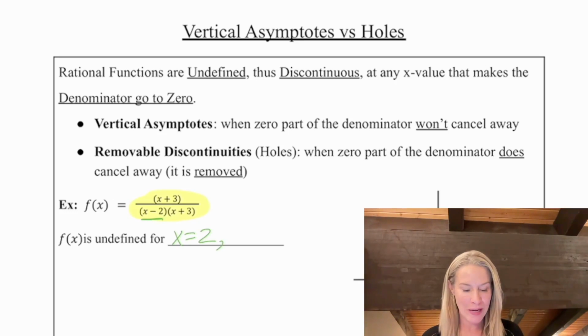And same thing for when x is equal to -3. This factor will go to 0. So I know that the graph of this function has discontinuities at both x equals 2 and x equals -3. But what kind of discontinuities?